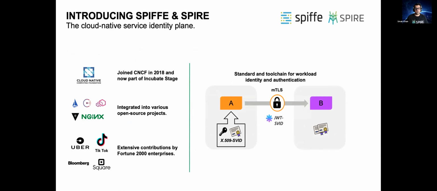SPIFFE and SPIRE, as most of you know, are part of CNCF. They joined CNCF in 2018, I believe, at the Sandbox stage, and now they're part of the Incubating stage. We recently moved there because we showed progress in terms of adoption, the quality of the code, and the contributions, including contributors from outside of companies like HPE. We have seen more and more companies, including Uber, TikTok, Bloomberg, and Square. Every day we see a new contributor or someone else adopting it as well. They are also tightly integrated into other open source projects, including Vault, Envoy, and OPA, and there's a lot of detail around these integrations on SPIFFE.io.